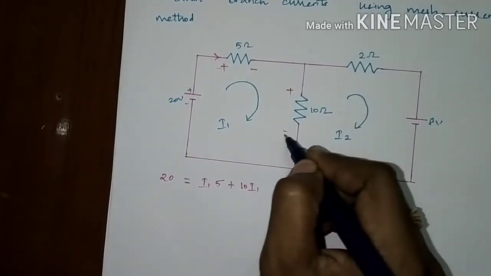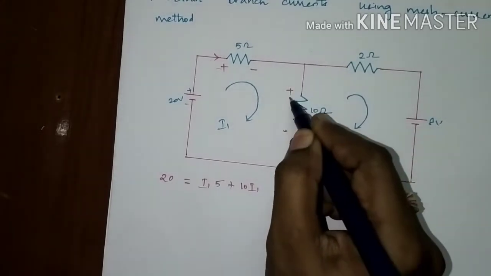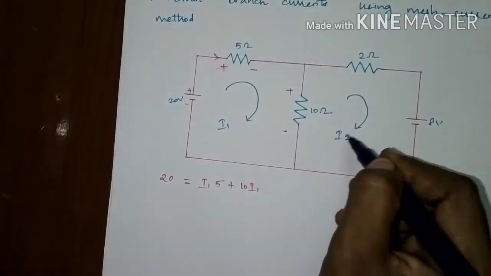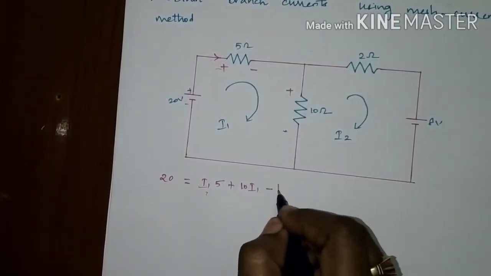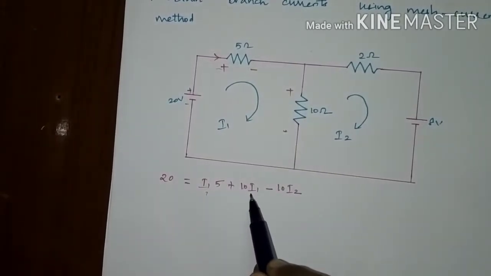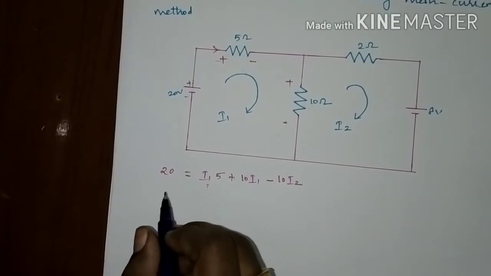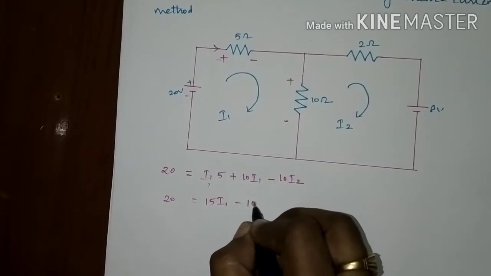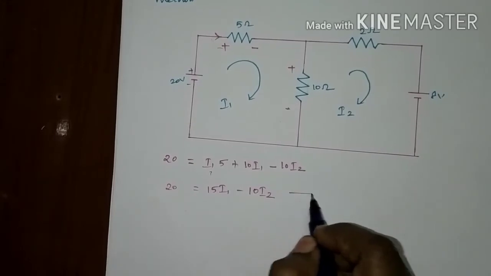See, this I2 current enters the negative terminal and leaves the positive terminal, right? It enters the negative terminal and leaves the positive terminal, which is the same as the conventional current direction, and it is a potential rise, but we are writing potential fall. So, minus 10 into I2. Got it? According to I1 it is a potential fall, according to I2 it is a potential rise. So, minus 10 into I2. If we take a common value, 20 is equal to 15 I1 minus 10 I2. This is equation 1.